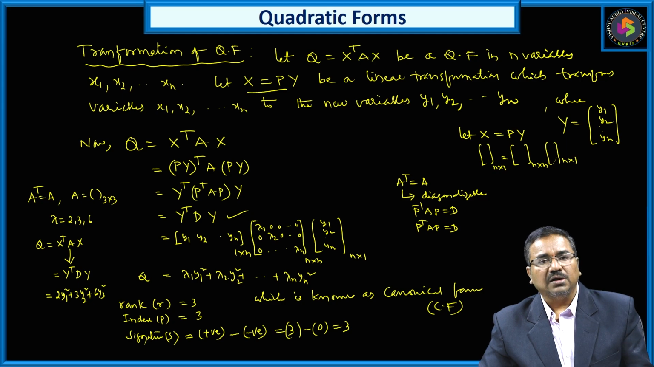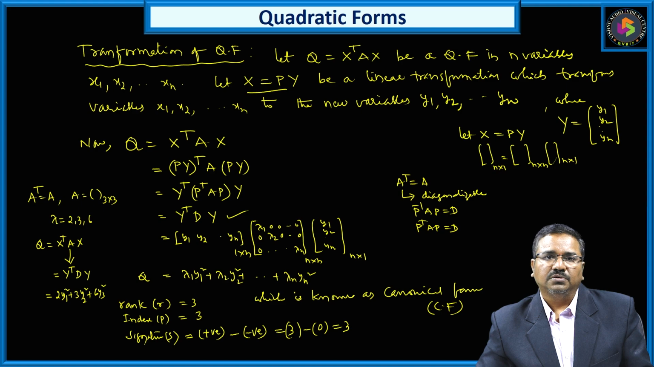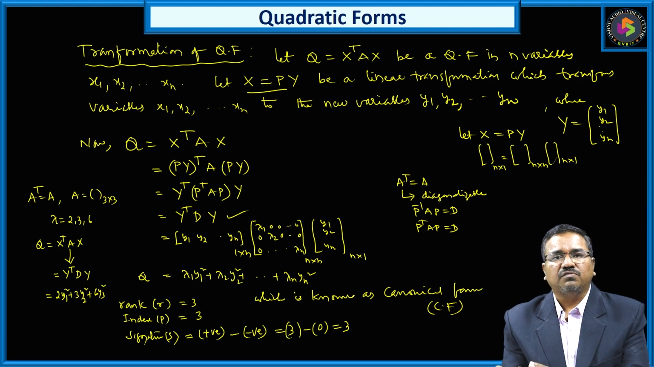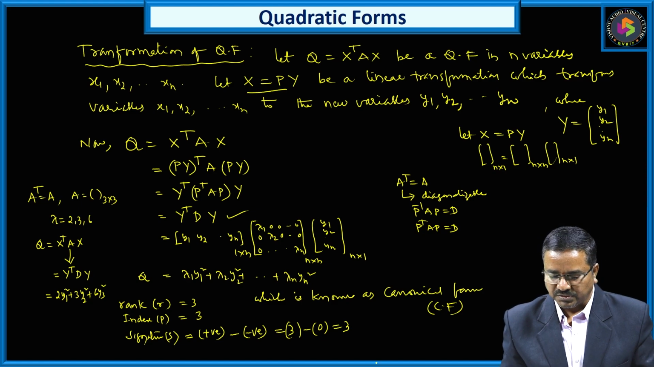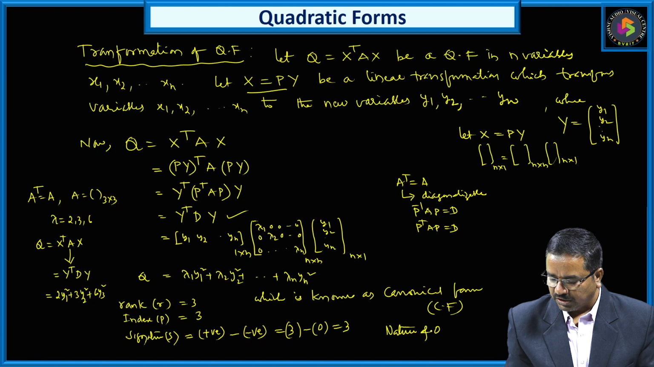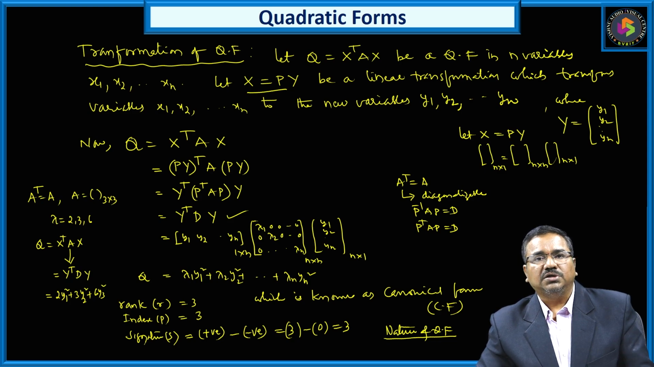So, what is the rank? The number of terms in the canonical form is called rank. Then the index: the number of positive terms in the canonical form is called index. What is the signature? The number of positive terms minus the number of negative terms is called signature. After that, we can write the nature of the quadratic form also. After reducing, generally they will ask these 3, and along with them they ask the nature also.